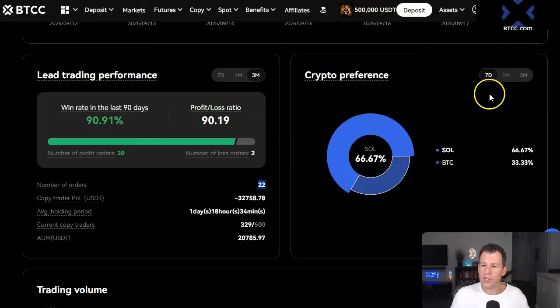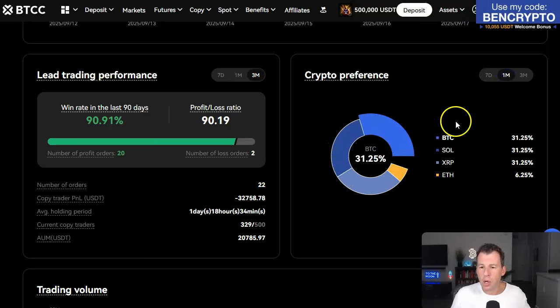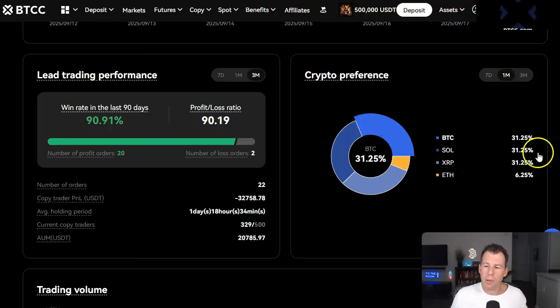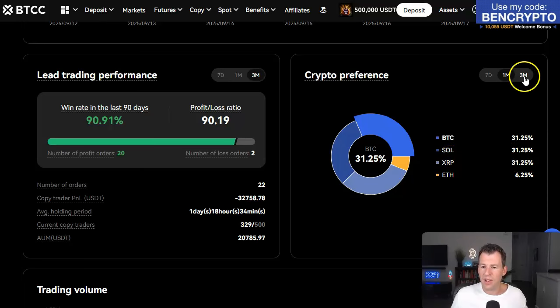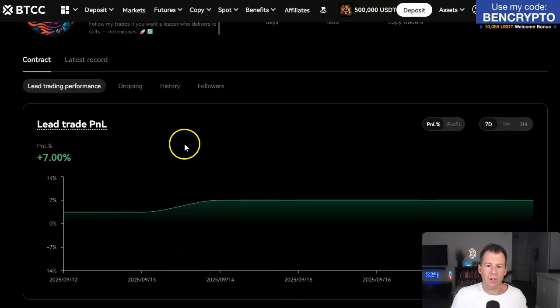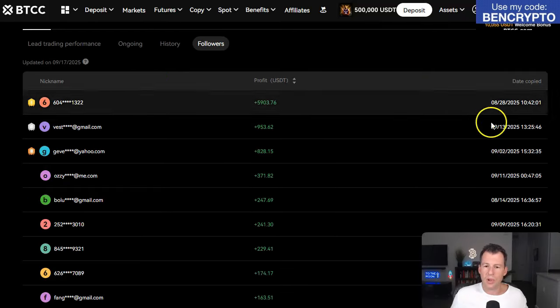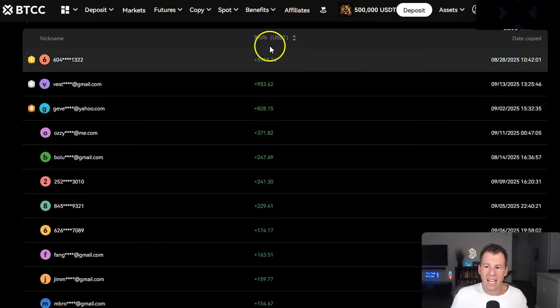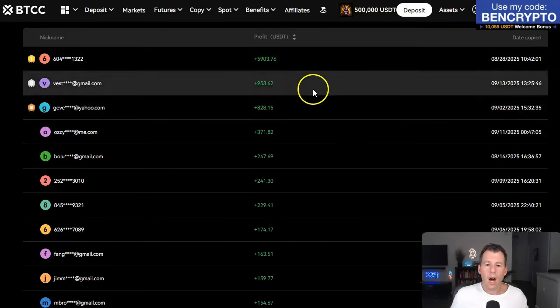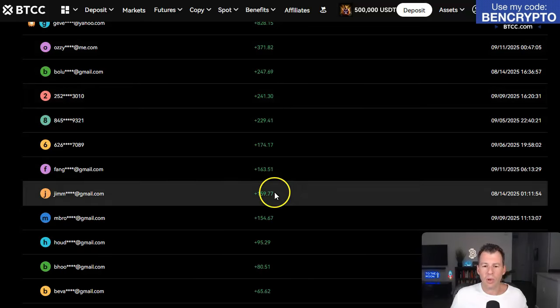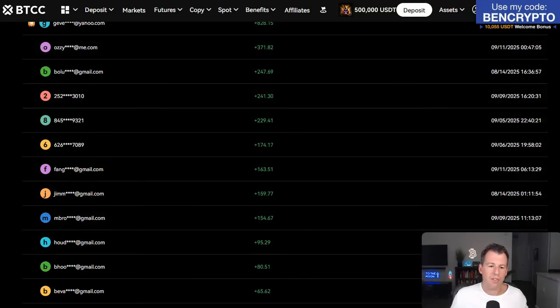What is he trading? So in the last 7 days, he's opened up futures positions in mostly Solana, a little bit of Bitcoin. In the last month, he's opened up positions in Bitcoin, Solana, XRP, those 3 pretty much evenly divided, and then a little bit of Ethereum. And then in the 3-month, it is basically the same. And then if you click right here to his followers, let's see, his recent followers, yeah, they're all in profit. This guy's $5,900 in profit, up $900 in profit, up $247 in profit, up $174 in profit.